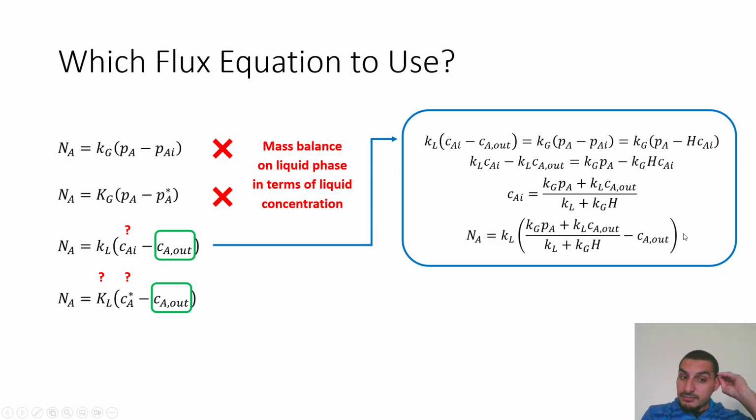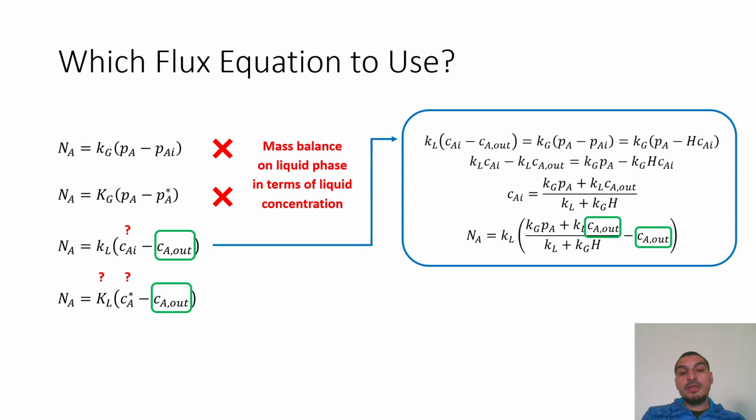So this is how we can get the flux in terms of CA interface and KL. So you see here that this is kind of not an easy to use equation. Plus we have CA out here in two places, here and here. And if you check or you remember the mass balance equation, we have already C out in the last term in the equation. So now we will have an equation that contains C out three times, or in three different terms.